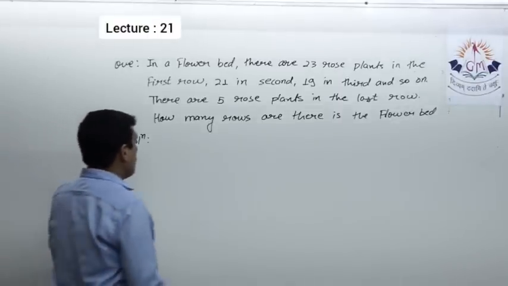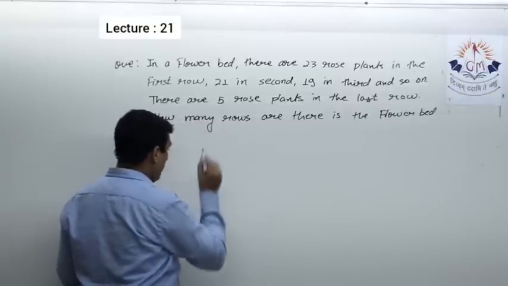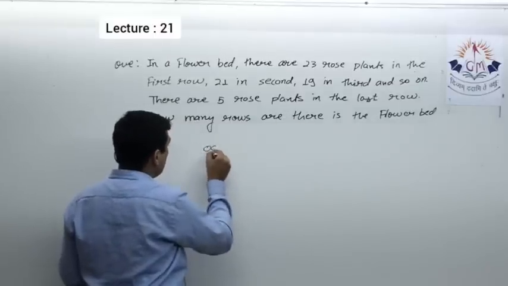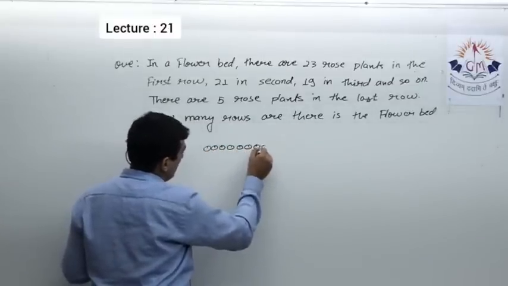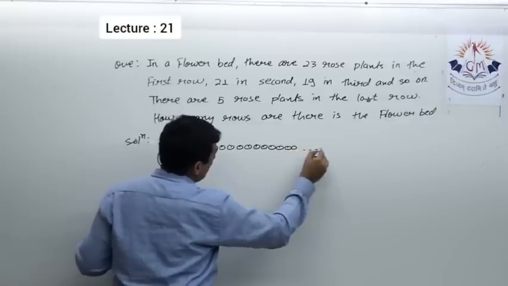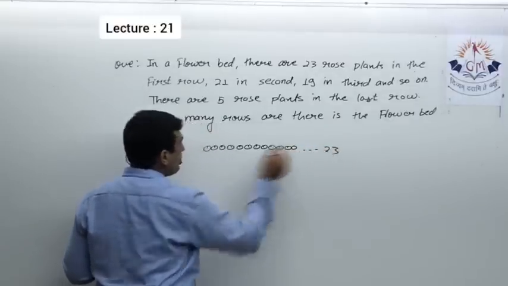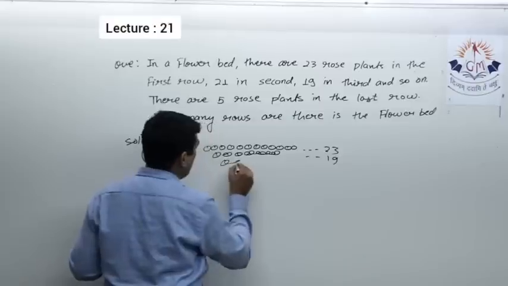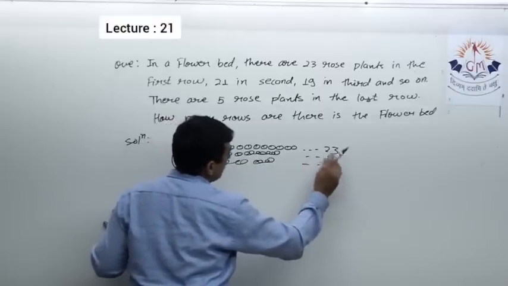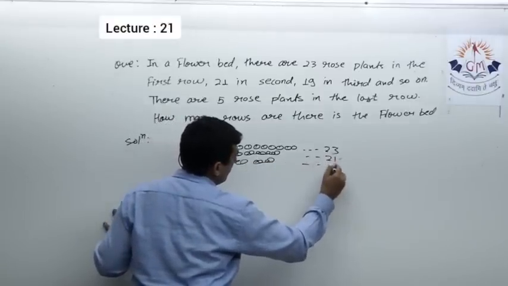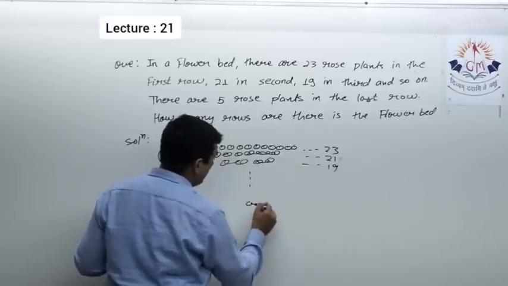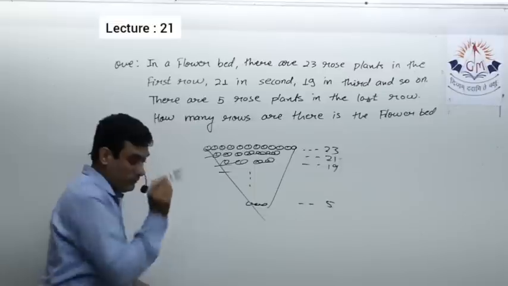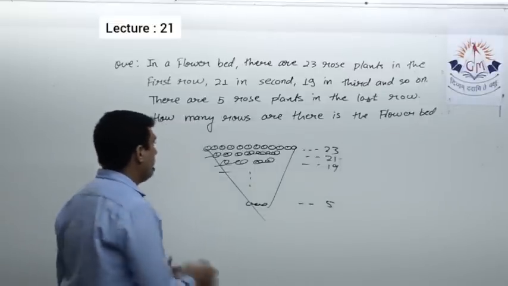See, the question goes something like this. There is a flower bed. In the first row there are 23 plants. Suppose I consider these circles as plants. So in the first row 23, after 23 there are 21, then 19, and so on, and in the last row there are 5. So how many total rows are there that we have to find?